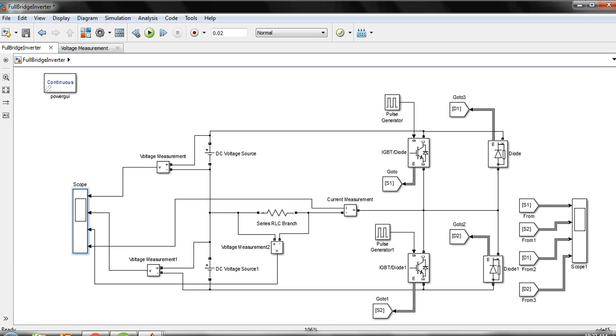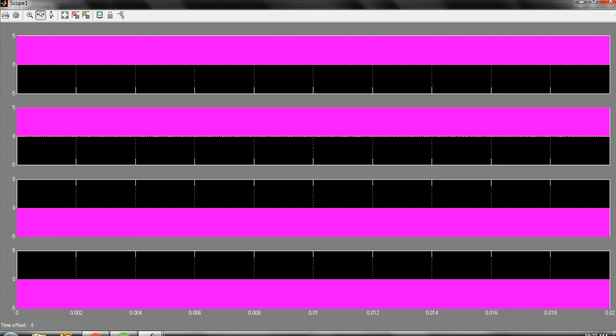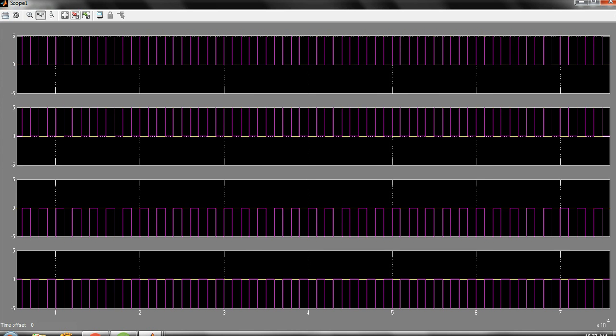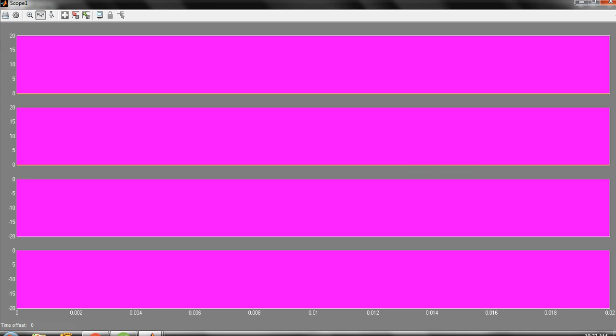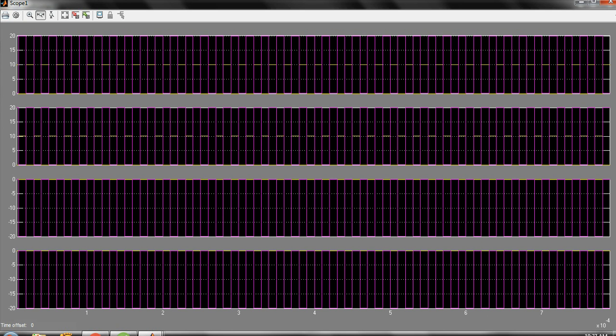And if we look at the measurements of the power semiconductor devices, here this blue waveform is the voltage and this is the current. So these are the measurements of two MOSFETs and two diodes.